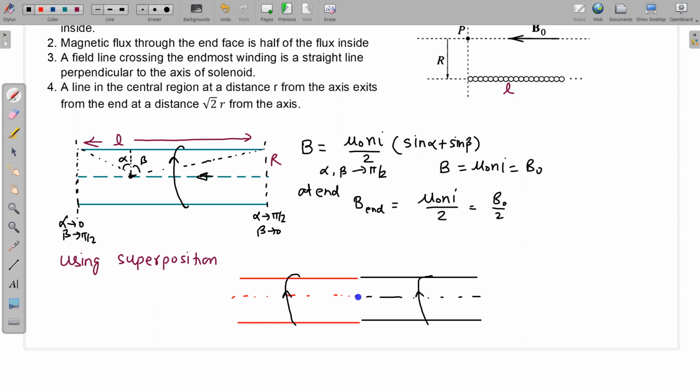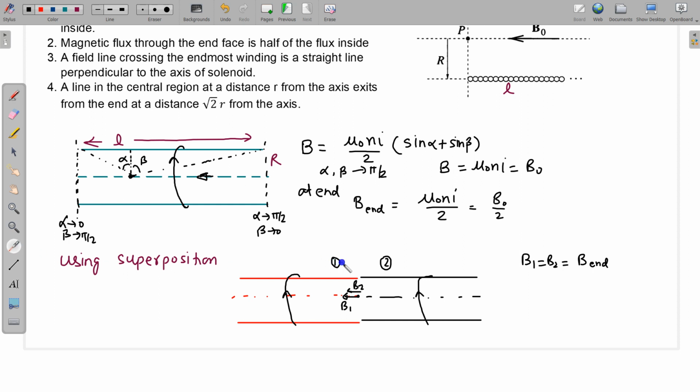So suppose due to one solenoid, the magnetic field is something like this. Suppose this is solenoid number 1 and this is solenoid number 2. For solenoid number 1, suppose the magnetic field is B1, and for solenoid number 2 the magnetic field is B2, and obviously both B1 and B2 will be equal. Suppose this is equal to B end. Why are these two equal? Because these two are identical solenoids, and if I place this solenoid here, it will become a central region.